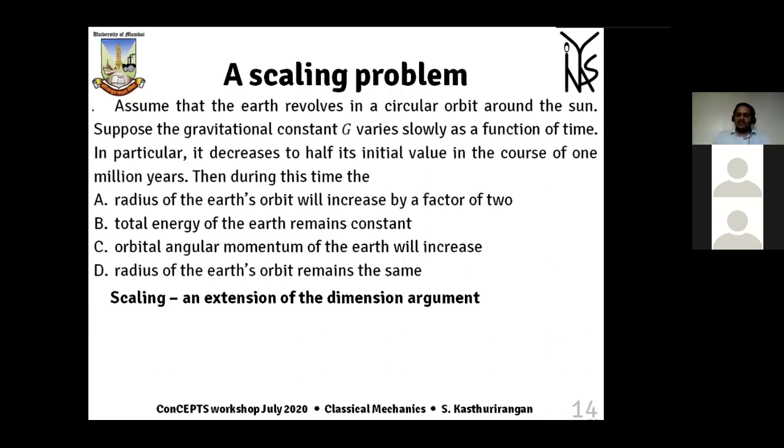If G decreases, then the earth is less attracted to the sun. So you would assume that probably it will start drifting away, or it will remain at the same point. We don't know yet. Certainly it is not going to come closer. This is something which you can imagine. So the total energy of the earth remaining constant doesn't seem like a proper option.